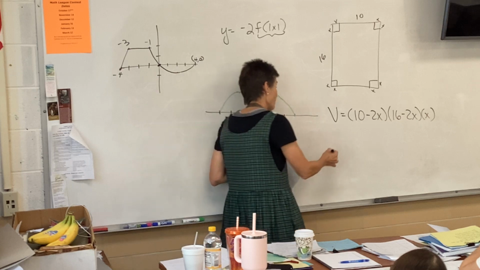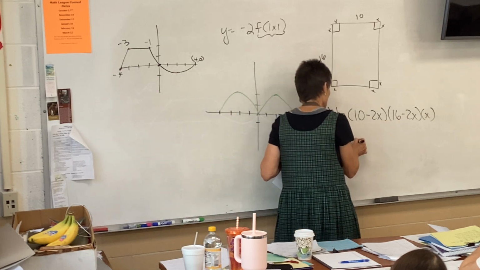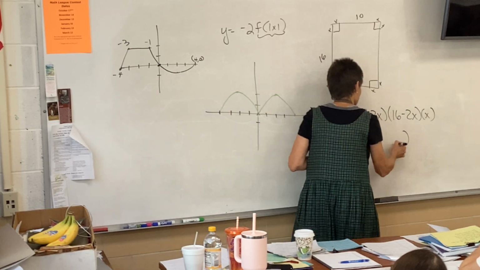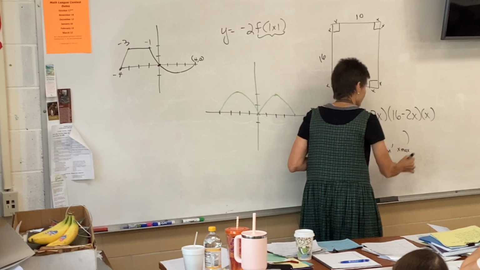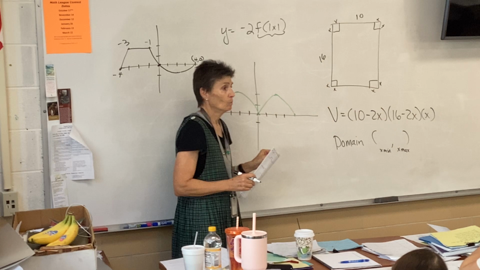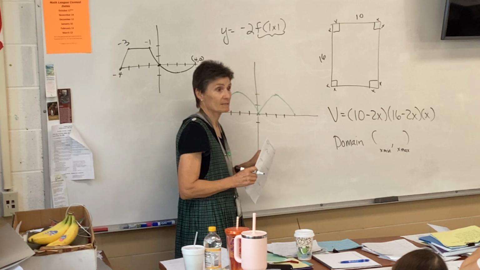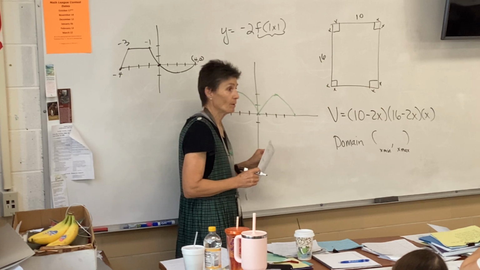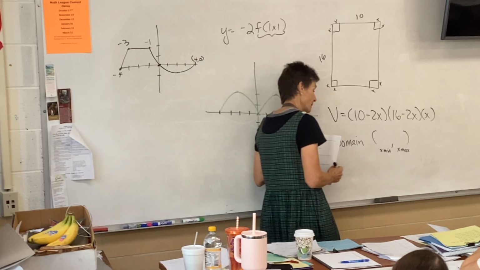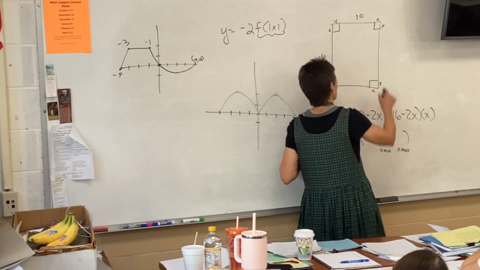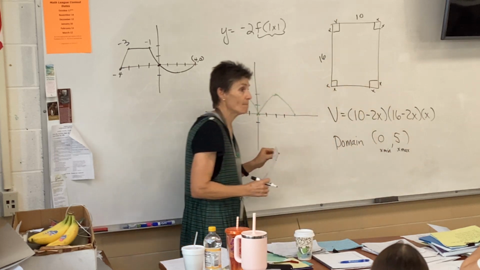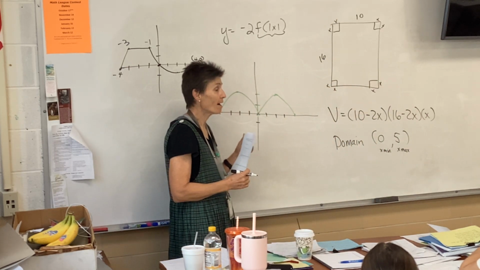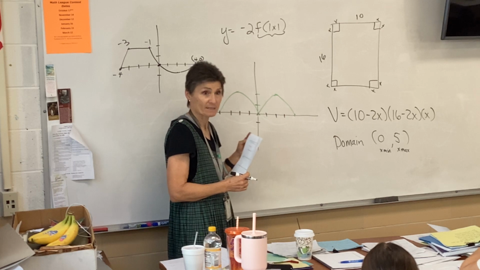Now I need my domain, which is my x min and x max. What is that gonna be? Min to max. 0 always is the minimum. And in this problem, the maximum is 5, because the max is always half of the smallest dimension.